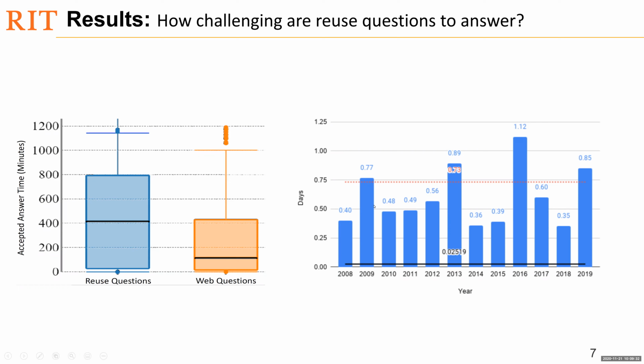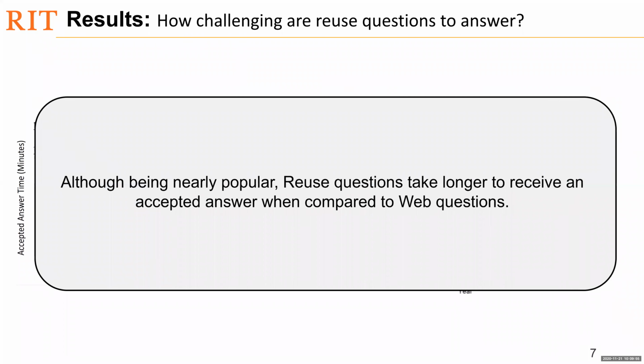The bar chart shows the average response days for the accepted answer. From the graph, we can see that the year where the response took longest to be posted was 2016, followed by 2013. So for this RQ, we found that reuse questions take longer to receive an accepted answer when compared to web questions.